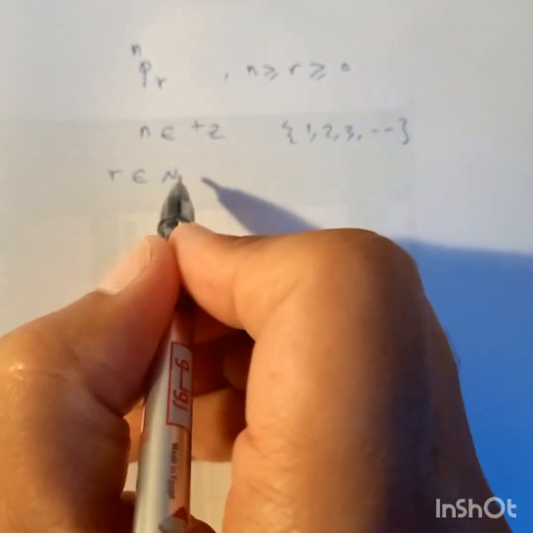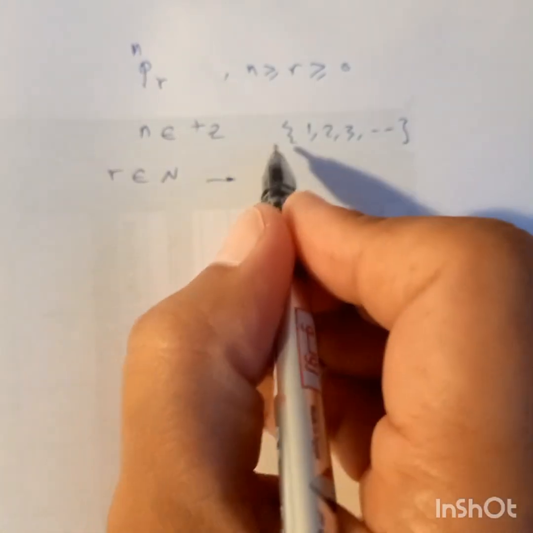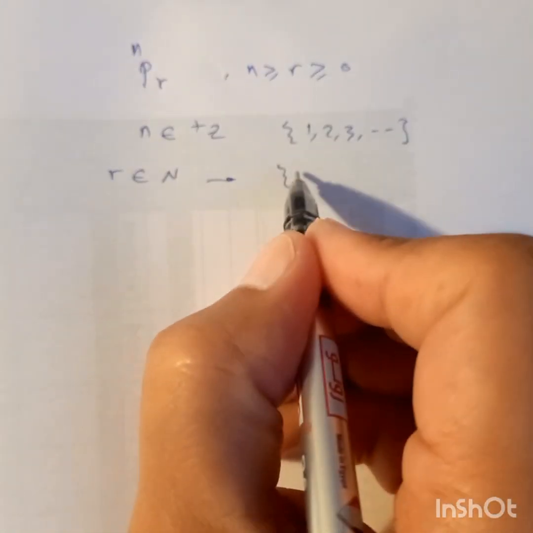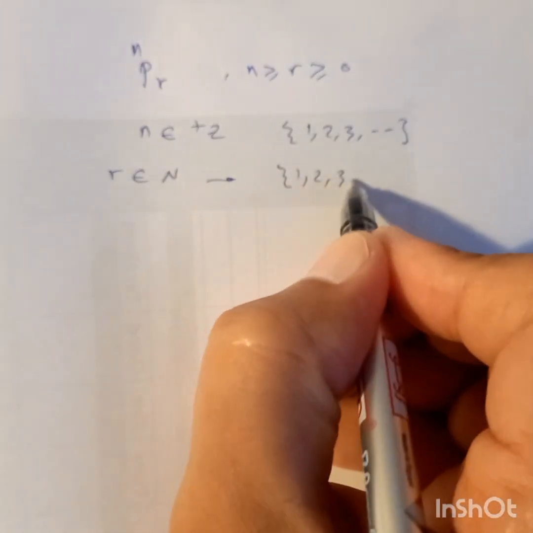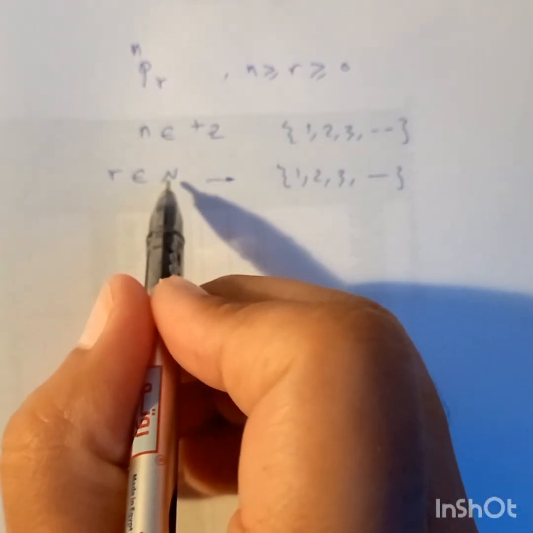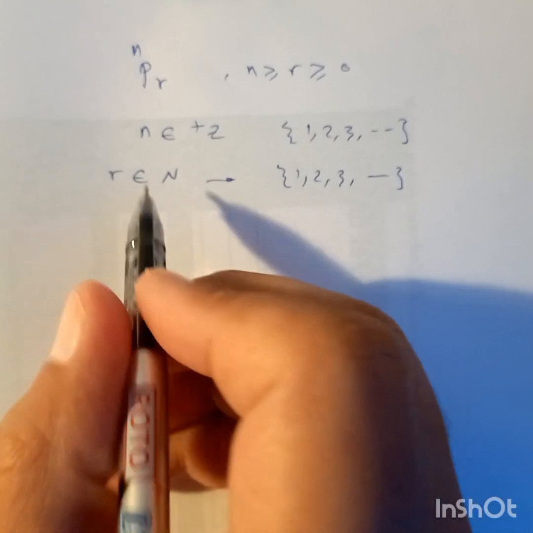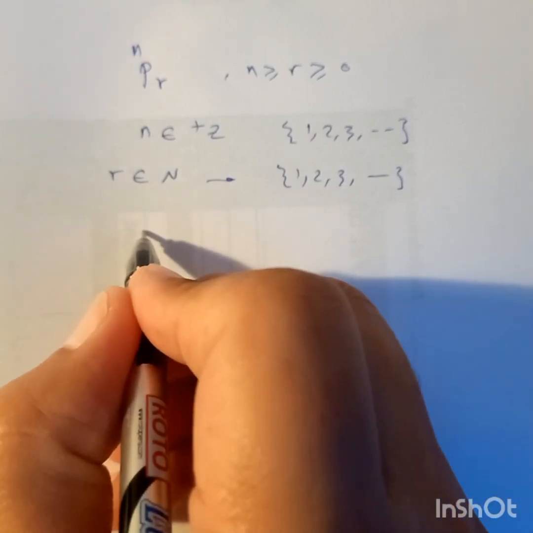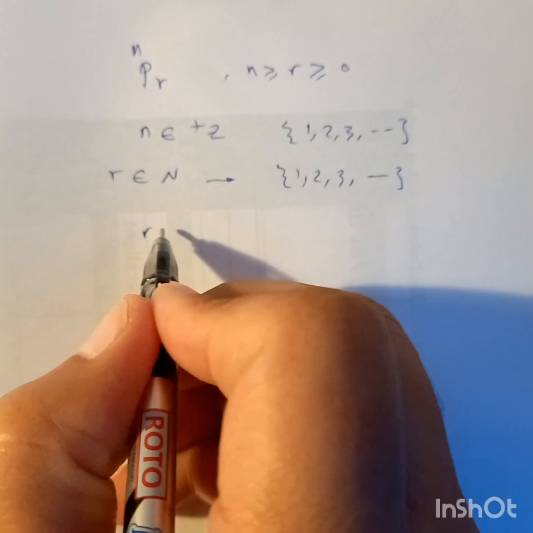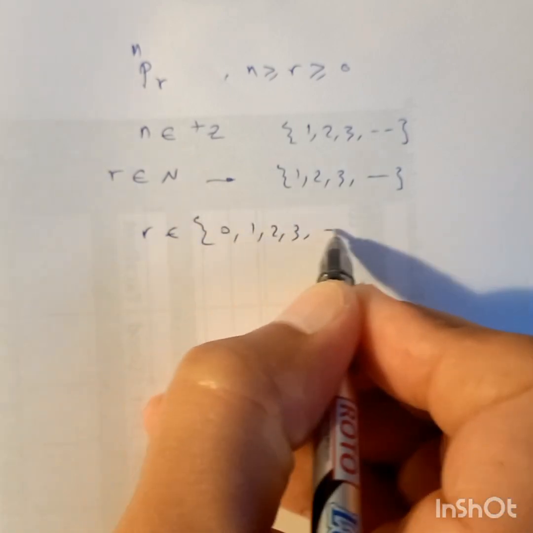Natural: we have two definitions of natural numbers. Natural may equal the positive integers, then we have 1, 2, 3 and so on. Another definition, natural means non-negative integer numbers. Then n or r belongs to 0, 1, 2, 3 and so on.